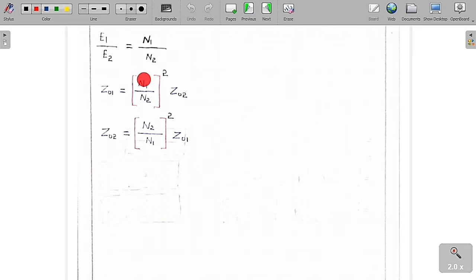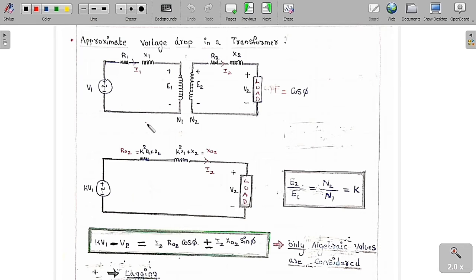And I already told you that N1 I2 dash is equal to N2 I2. So what is Z01? Z01 is simply N1 by N2 whole square into Z02, or Z02 is equal to N2 by N1 whole square into Z01. Very simple thing. Now we are going to study the approximate voltage drop in a transformer.